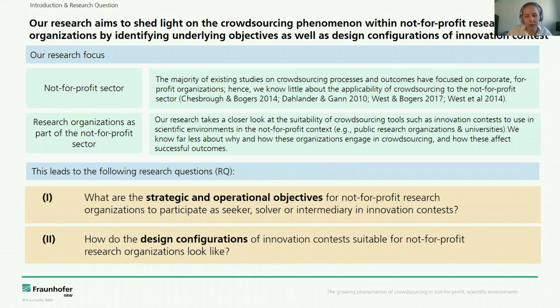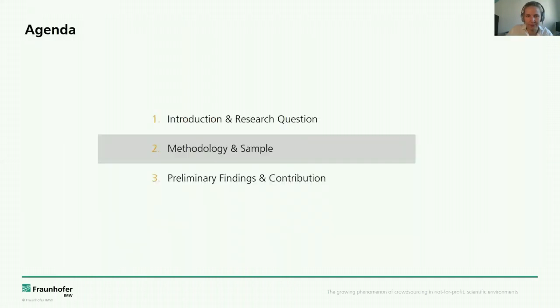Our two resulting research questions are: what are the strategic and operational objectives for not-for-profit research organizations to participate as seeker, solver, or intermediary? Second question: how do the design configurations of innovation contests suitable for not-for-profit research organizations look like? Let's have a look into our methodology and sample.